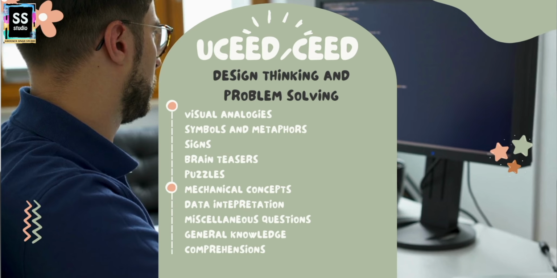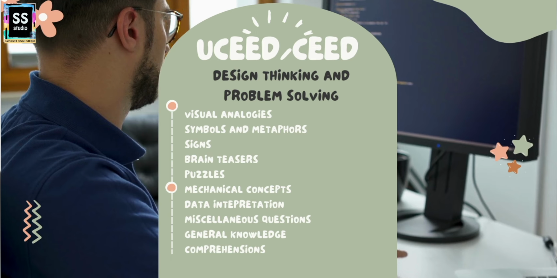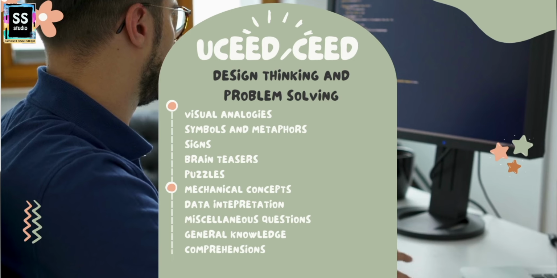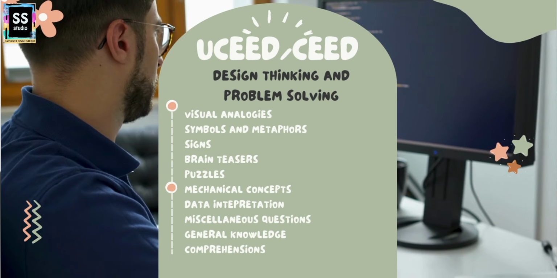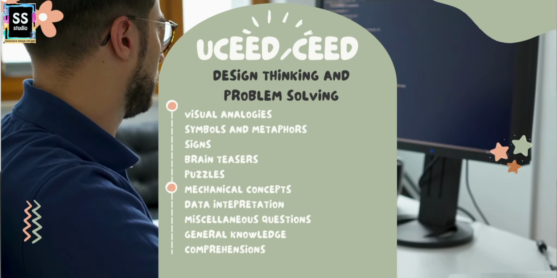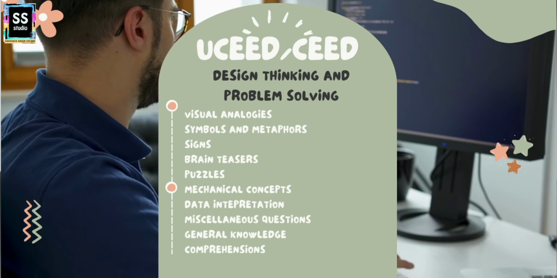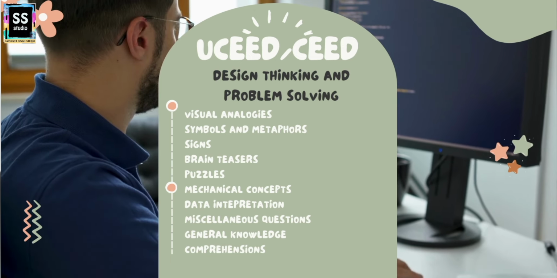Now let's talk about module 3, and here the topics are design thinking and problem solving, visual analogies. Number 2, science, symbols and metaphors. Number 3, brain teasers. Number 4, puzzles. Number 5, mechanical concepts. Number 6, data interpretation. Number 7, miscellaneous questions. Along with these topics, you are also going to study the volume and surface area topic, which is from mathematics, because many questions come from here.